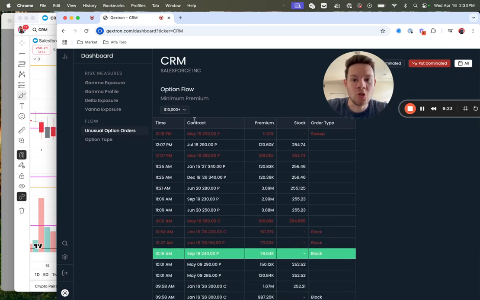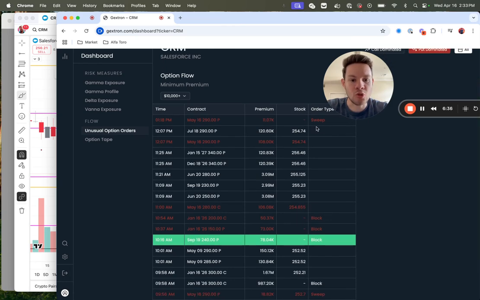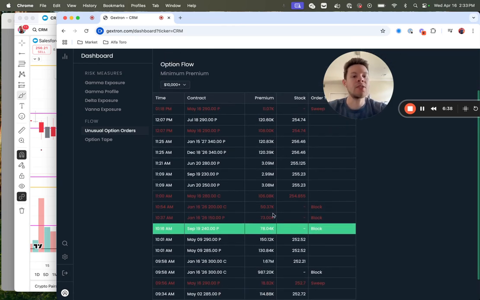And also the unusual option orders were very, very bearish. Puts. Like all these are puts, and also not just like 100,000. We're talking about $3 million per transaction, right? Block orders, sweep orders. So this was giving us a great bias to go to the downside, right? We had our levels, we had the unusual option order at an institutional level. It was just pointing down, down, down.